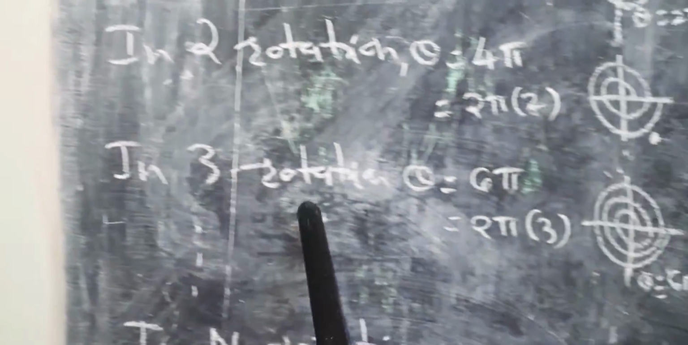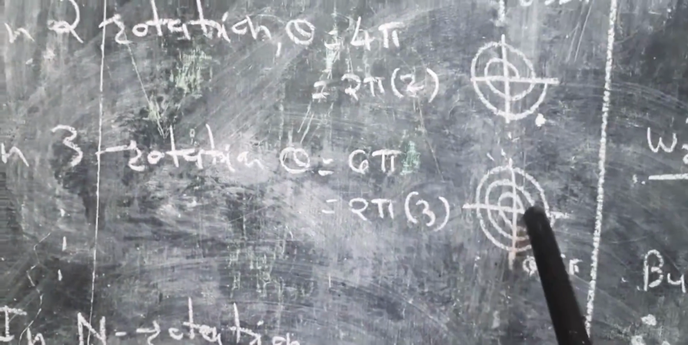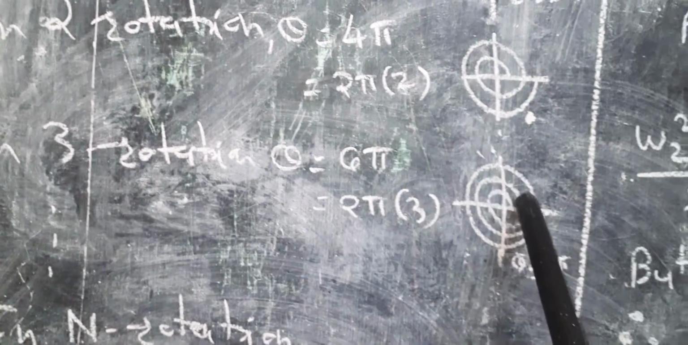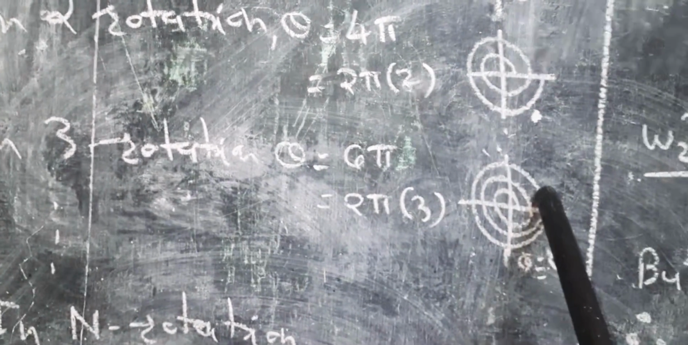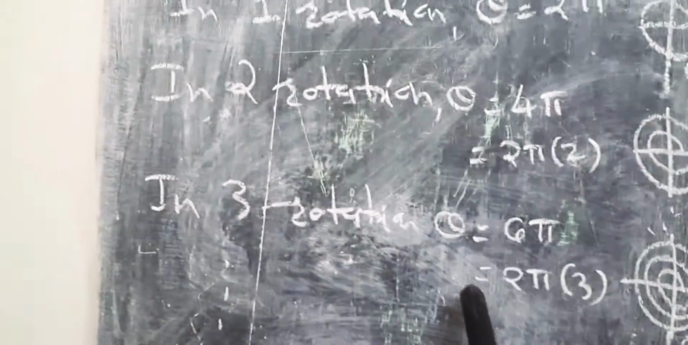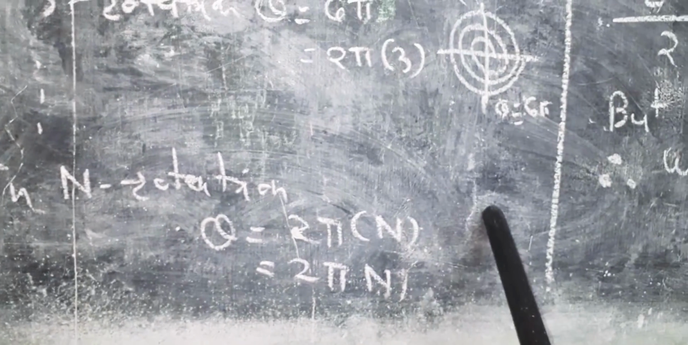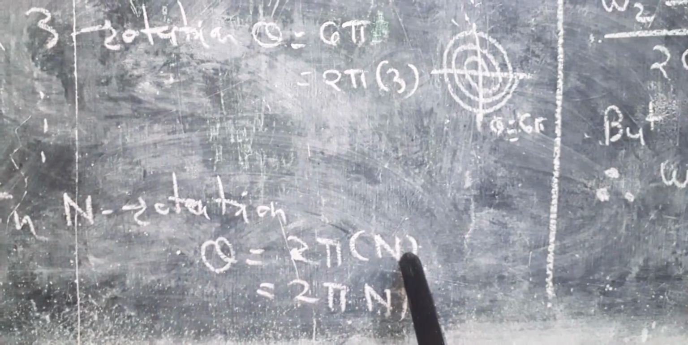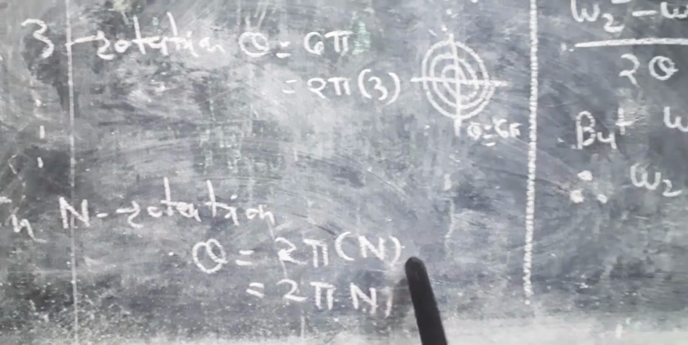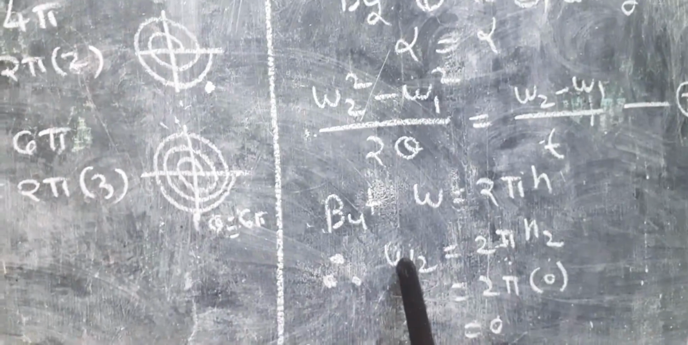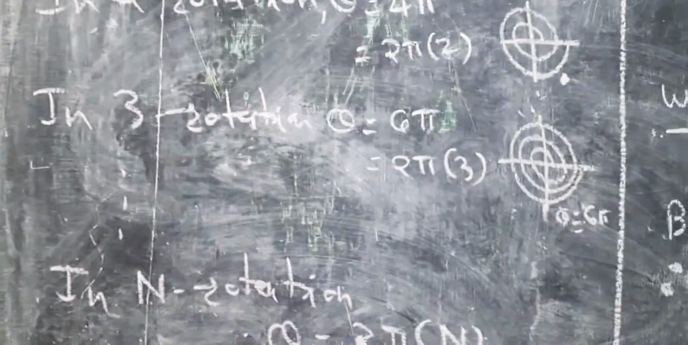In three rotations, now three rotations are there. In one complete rotation, 2 pi. Second rotation, 2 pi. Third rotation, 2 pi. That means 6 pi. So we can write this as 2 pi into 3. So in n rotations, theta is equal to twice pi n. So n indicates number of revolutions. So we know the value of omega 2, we know the value of omega 1, we know the value of theta.